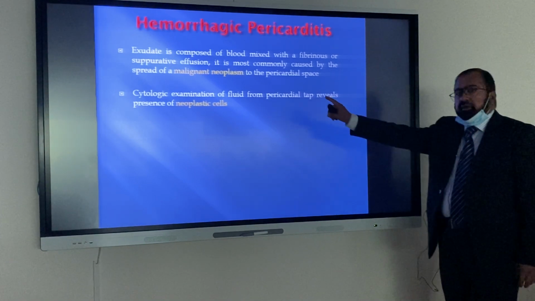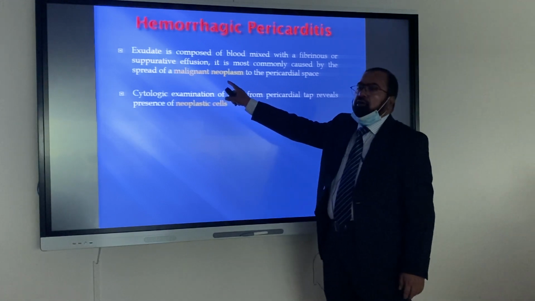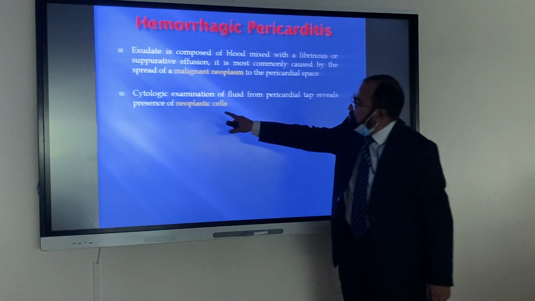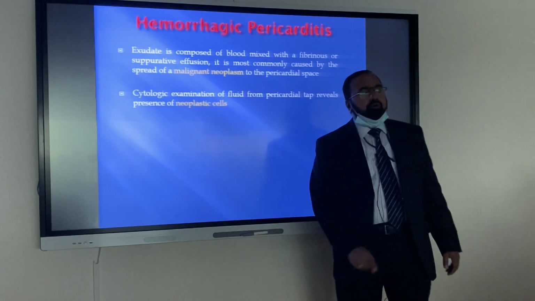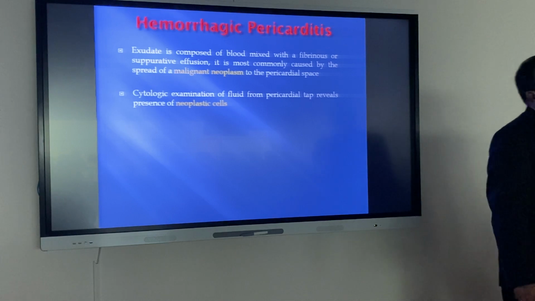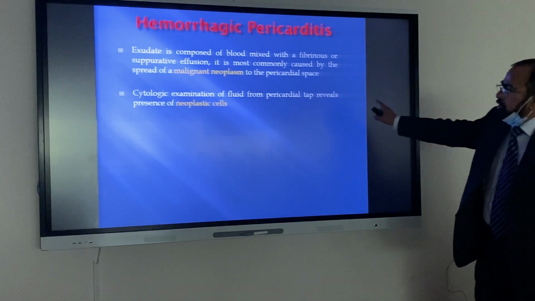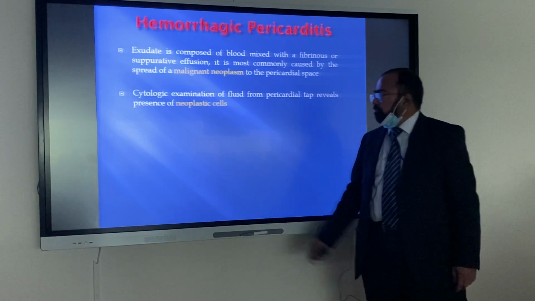Usually you see this in malignant neoplasms, spread of a malignancy. So when you do the tapping or cytology, you see neoplastic cells there. Wherever there is malignancy, not necessarily in the heart, if the metastatic cells reach the pericardium, they start an inflammatory reaction which is mixed with fibrin and blood. So in hemorrhagic pericarditis, if you do the tapping, you will see neoplastic cells, right?